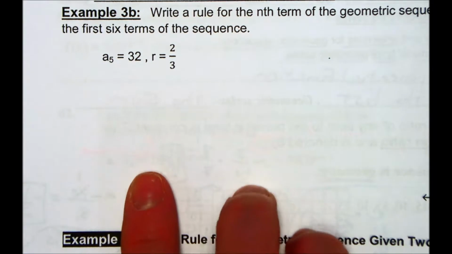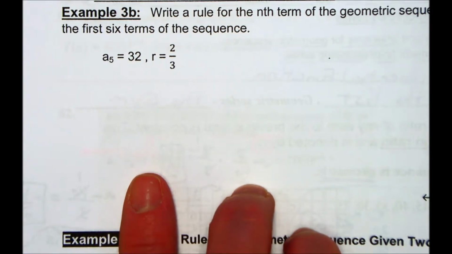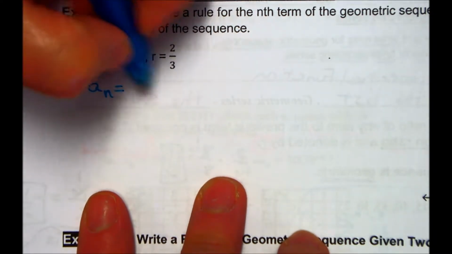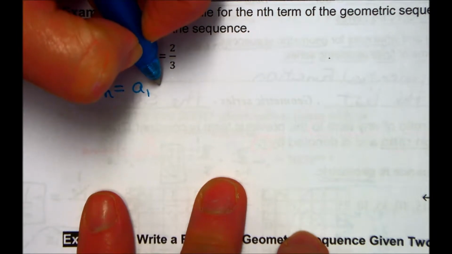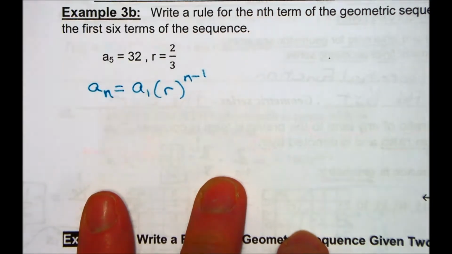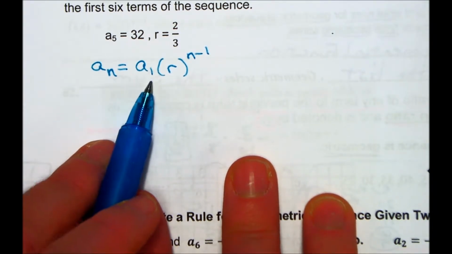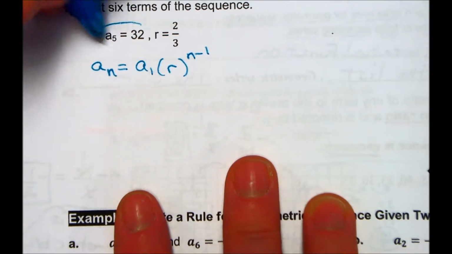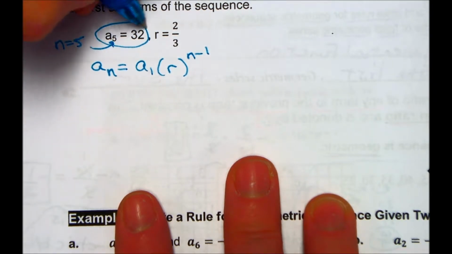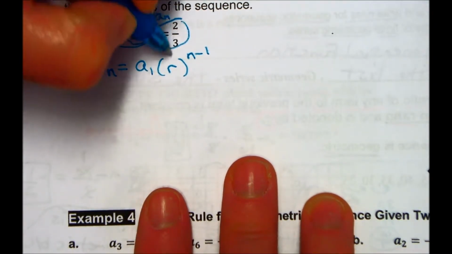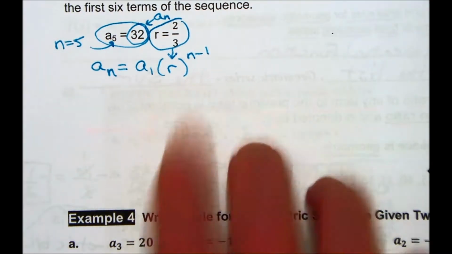Okay, so writing the rule. As before, the rule for a sub n equals a sub 1 times r to the n minus 1 power. We don't know a sub 1, but we're going to use this term temporarily. So your n is going to equal 5. 32 is your a sub n, or in this case a sub 5, and then the ratio is going to be put right there for r.